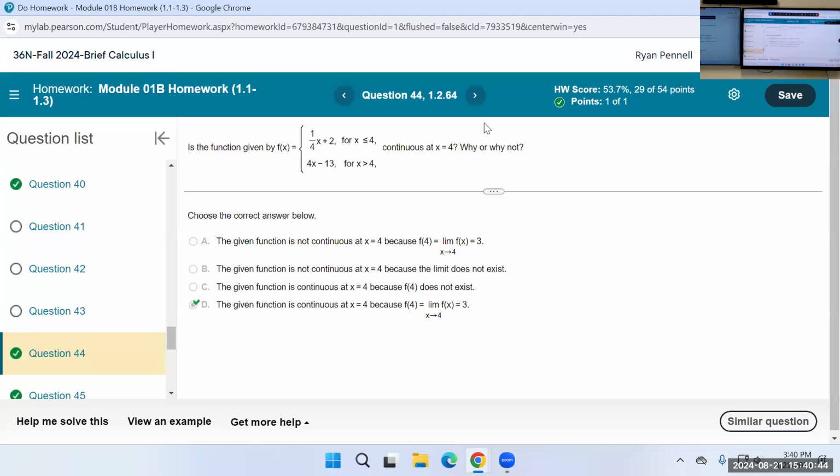Okay. Piecewise function, what's going on here? Given the function f of x, piecewise function, so I just have to look and see what's going on. Is it continuous at x equals 4, why or why not? Well, if I look at x equals 4, that would apply in my problem right here, where x is less than or equal to 4, so I do have a value there, so that's fine. So I would say that the function is continuous at x equals 4 because the limit exists. Okay, so both sides would agree, it's fine.